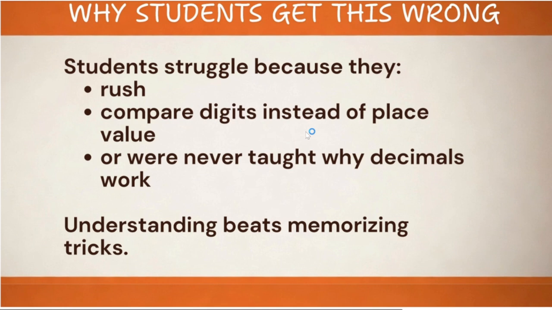Now, why do students struggle with this? Students always get this wrong because they rush. They don't patiently look at the numbers to compare and tell which one is bigger. And other times they compare digits instead of the place value. So they just compare, oh, this is 8, this is 75. It doesn't work that way. You compare the place value and not the digits. Or sometimes they were not taught how decimals work.